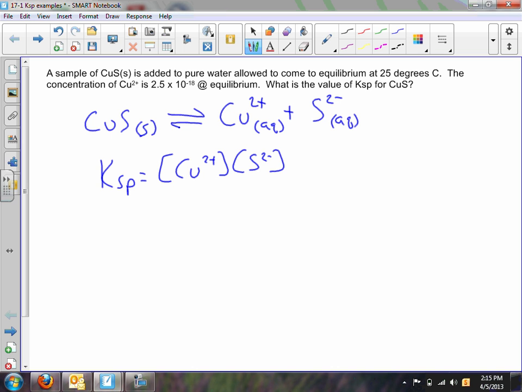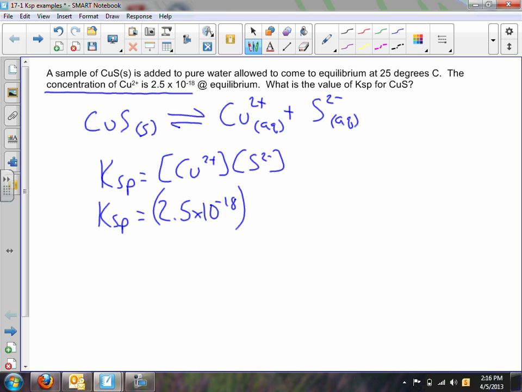Question says, what is the value of KSP? So that's what I don't know. That's what I'm trying to find. All I need to do is find the concentration of copper and the concentration of sulfide, multiply them together, and we'll get our answer. Well, if you look in the problem, it says the concentration of the copper is 2.5 times 10 to the negative 18. So I know copper is 2.5 times 10 to the negative 18. Now I just need to find the sulfide concentration.